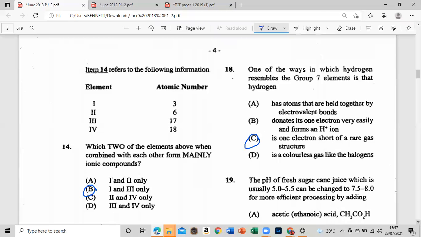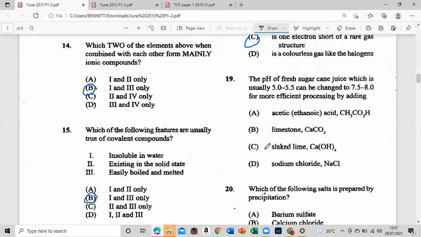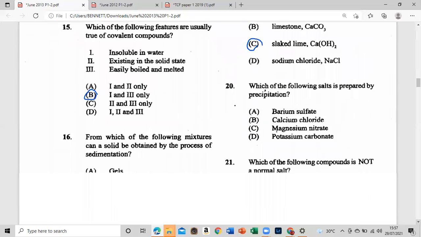Number 19, the pH of fresh sugarcane juice, which is usually 5.0 to 5.5, can be changed to 7.5 to 8.5 for more efficient processing by adding, is it ethanoic acid, or limestone, or slaked lime, or sodium chloride? And 19 is actually slaked lime. So it's Ca(OH)2. Remember that in the examination.